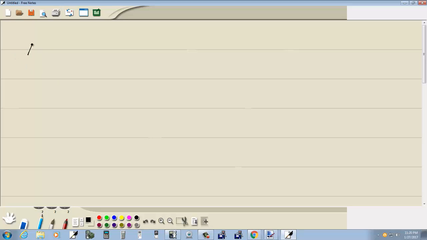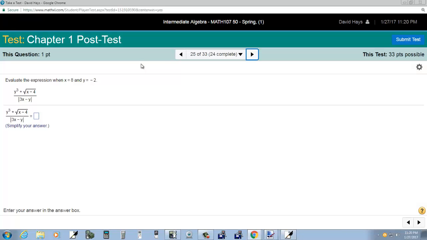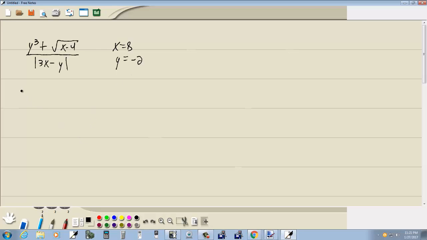Then we got y to the third plus square root of x minus 4 over absolute value of 3x minus y. And they're telling us to plug in x equals 8 and y is equal to negative 2. Okay, so we'll put negative 2 in for the y, plus the square root, x we said was 8, so we'll put the 8 in for the x, minus 4, over the absolute value of 3 times x, which is 8, minus y, which is negative 2.